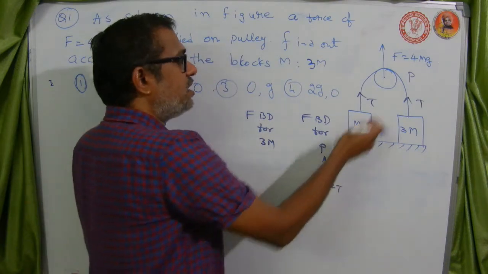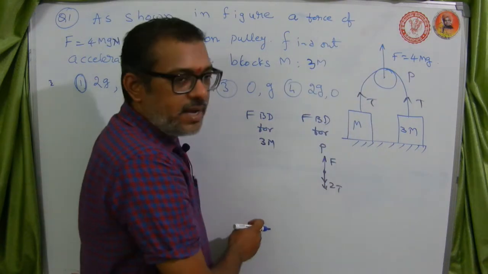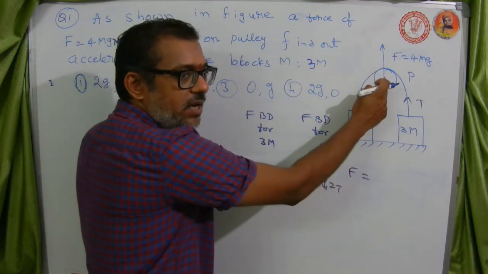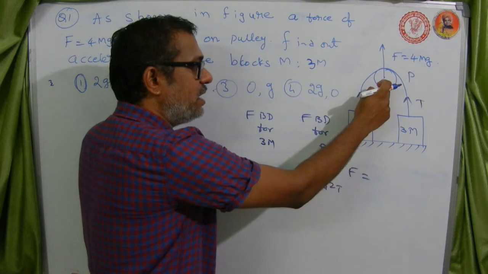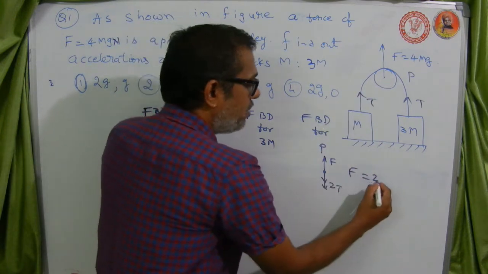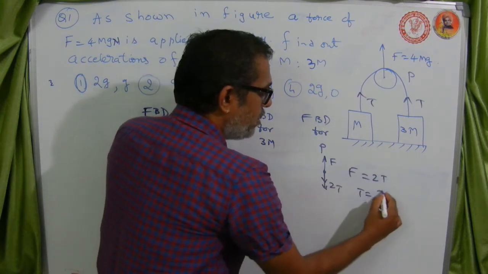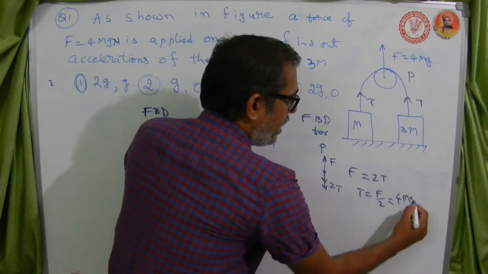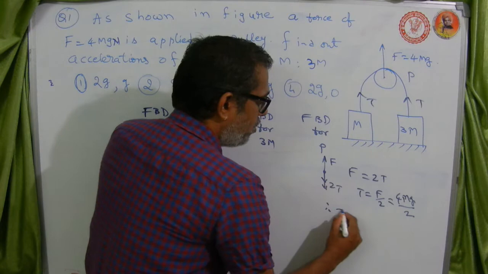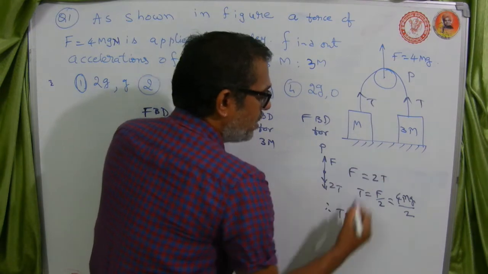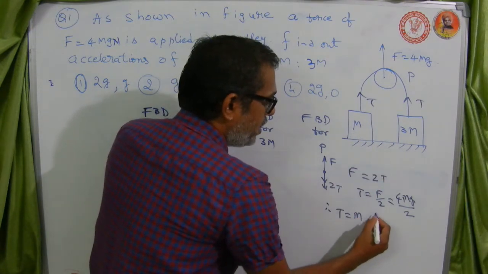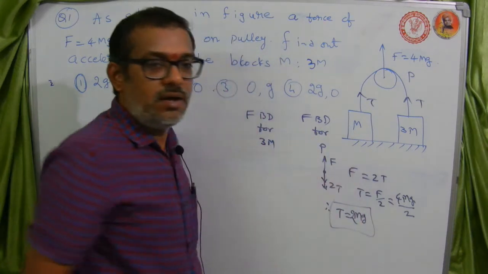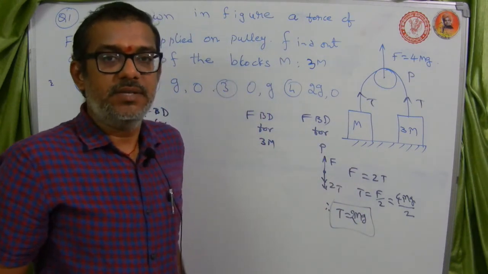As the object is being moved in the forward direction, and because it is a massless, ideal pulley, the mass of the pulley is 0, and hence F is equal to 2T, or T is equal to F by 2. That means T = 4mg by 2. Therefore the tension in each string is T = 2mg. So this is the tension in the given string. We got the value of tension.